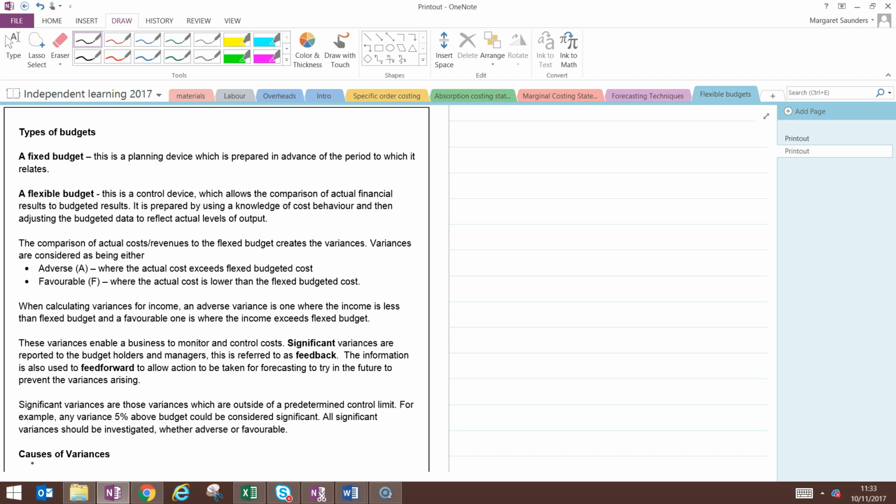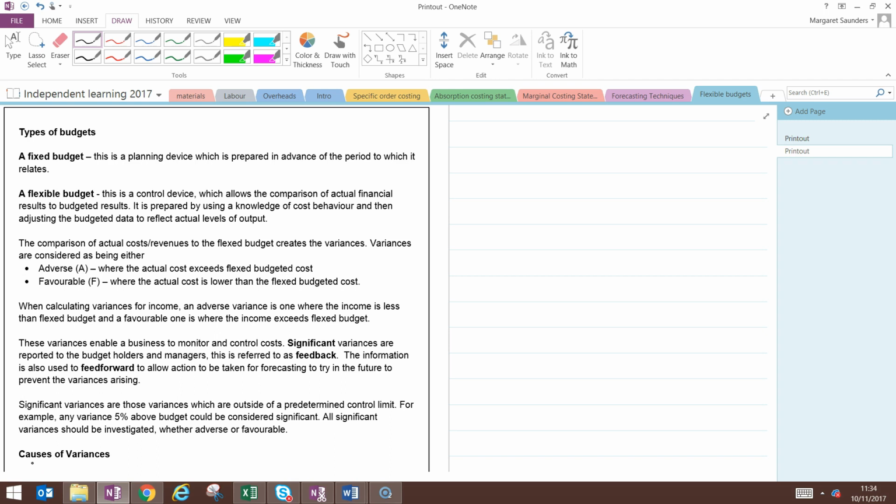Once the variances have been calculated, any variances that are considered to be significant are reported to the budget holders and managers. This is referred to as feedback. We also use the information to feed forward so that action can be taken in the future to try and prevent the variances arising again.